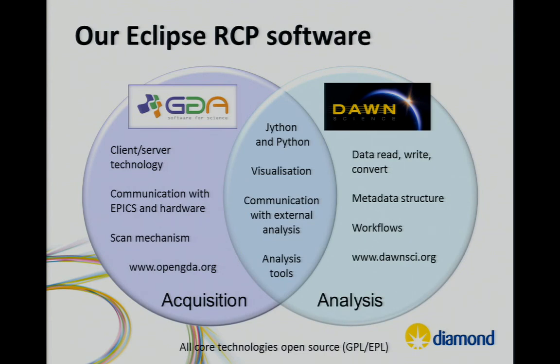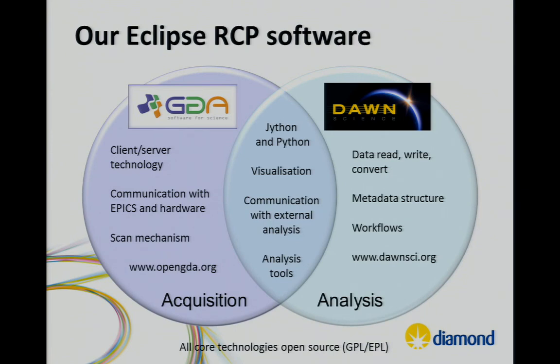They both have Python and Python scripting environments. They can do data visualization and communication with external analysis tools. Dawn is then more specialized on the analysis side, so it's got many more functions for reading and converting data, handling metadata, and dealing with processing workflows and that kind of thing.